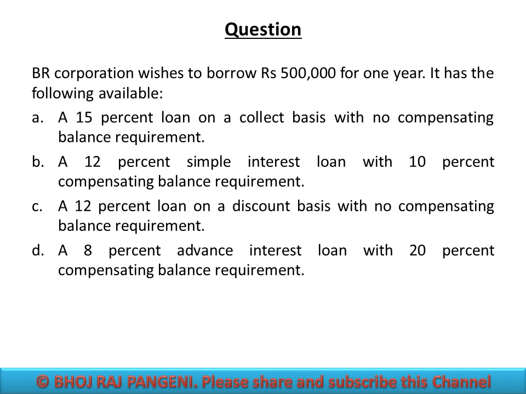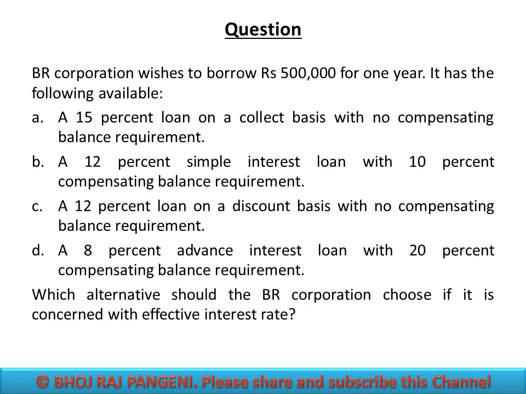On A, 15% loan, that is the interest rate, on collect basis, that is simple interest with no CB. B is a 12% simple interest loan with 10% CB. Both A and B are simple interest loans. One has no CB and another has a CB. And C and D are discount basis loans, advance loans. One has a compensating balance and the other doesn't have a compensating balance.